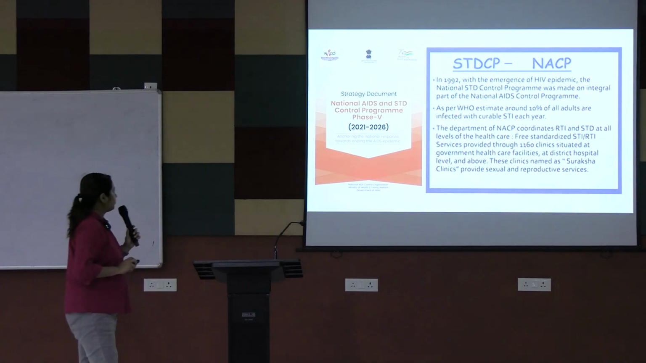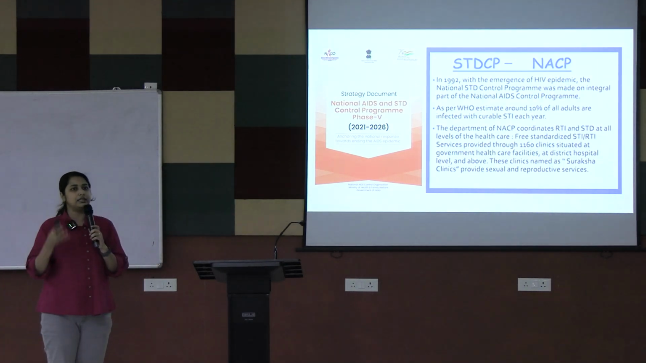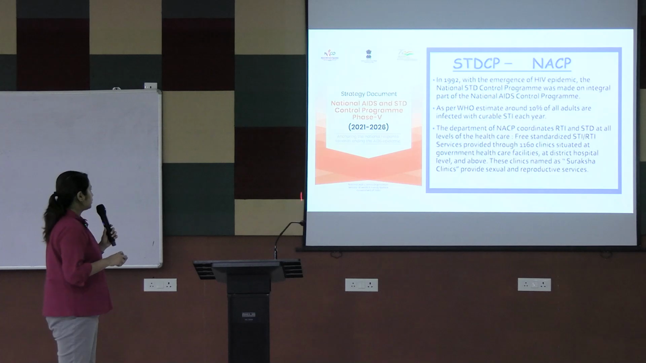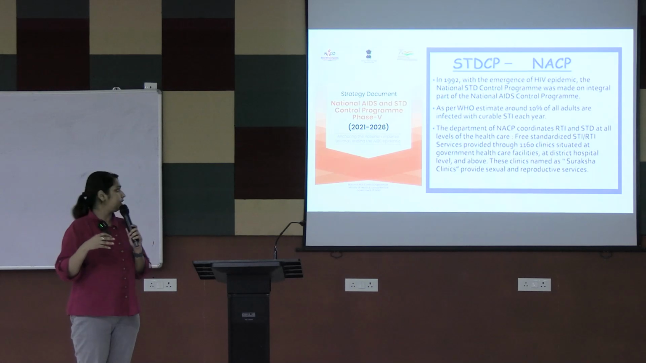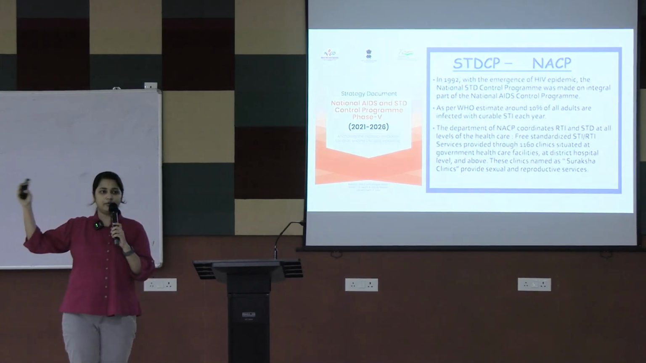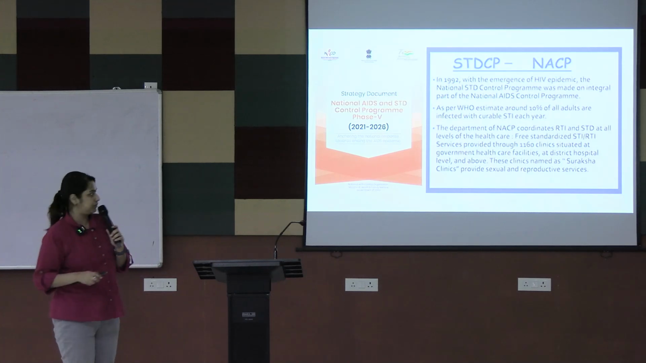So what is the name of the program? Standardly we say NACP, National AIDS Control Program. But now it has included the STD component as well. So National AIDS and STD Control Program, right now it is in phase 5. It started from 1992, phase 1, phase 2, and each has been there for 5 to 6 years. Right now it is in phase 5.